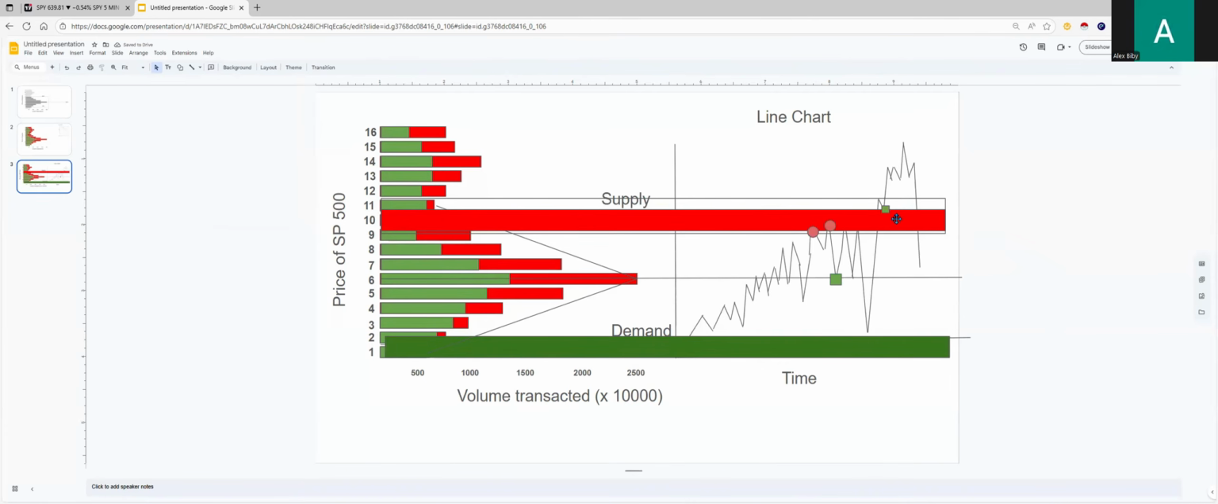Now the only problem with this is you're in uncharted territory. So where do you sell? You've really got to play that by ear, but these are usually violent moves because people don't think price is going to come back down here.